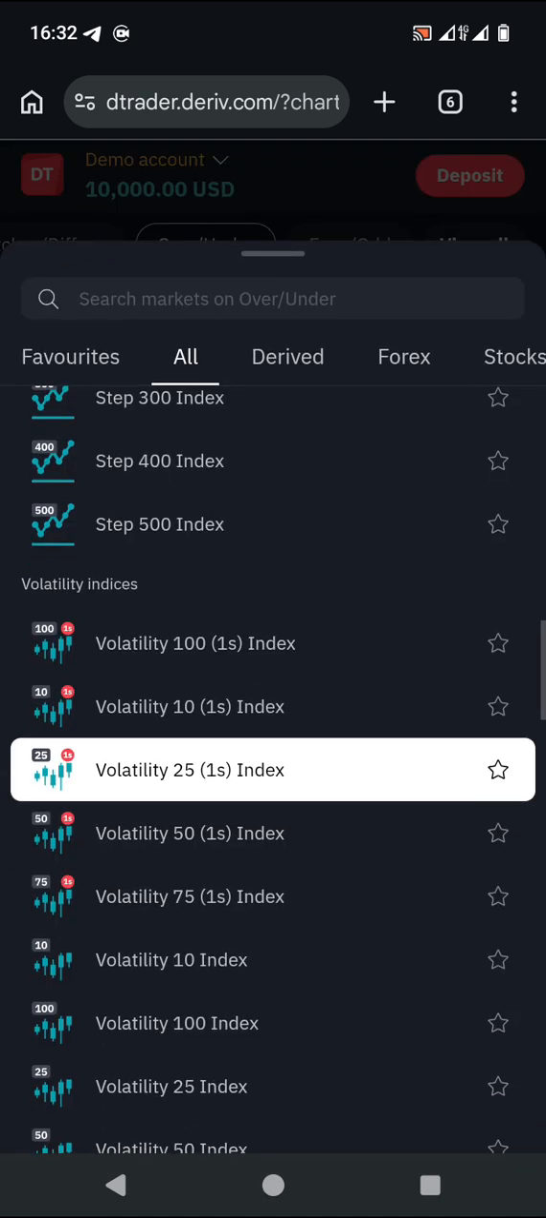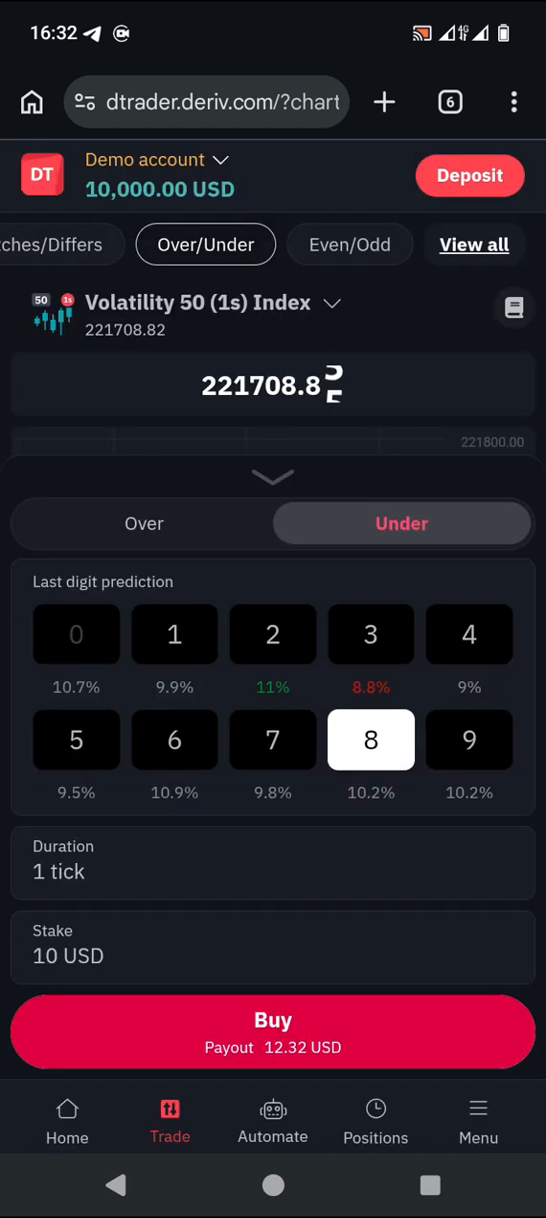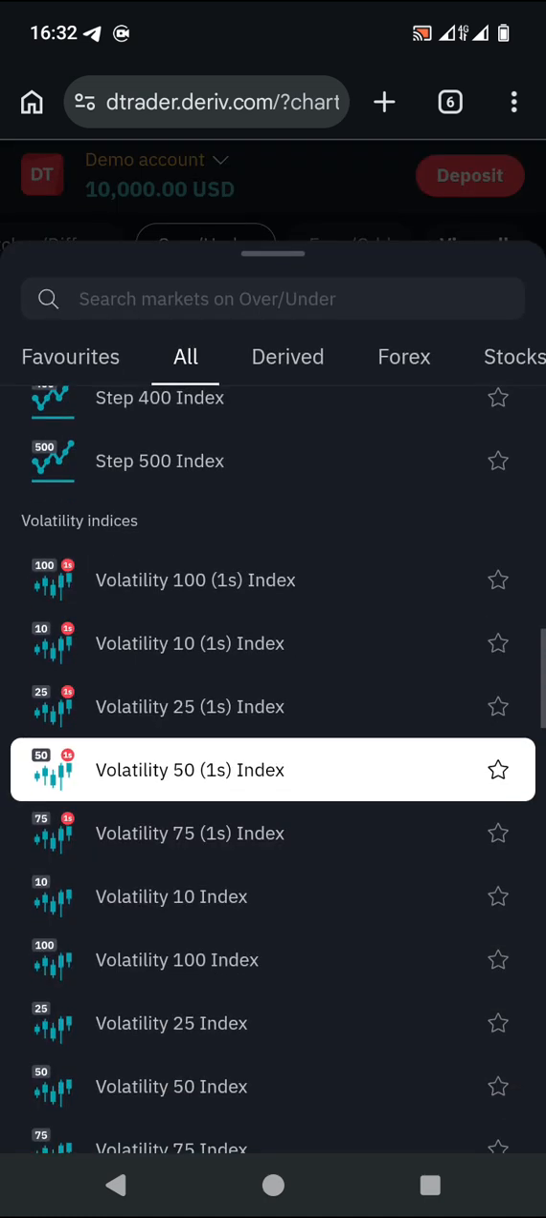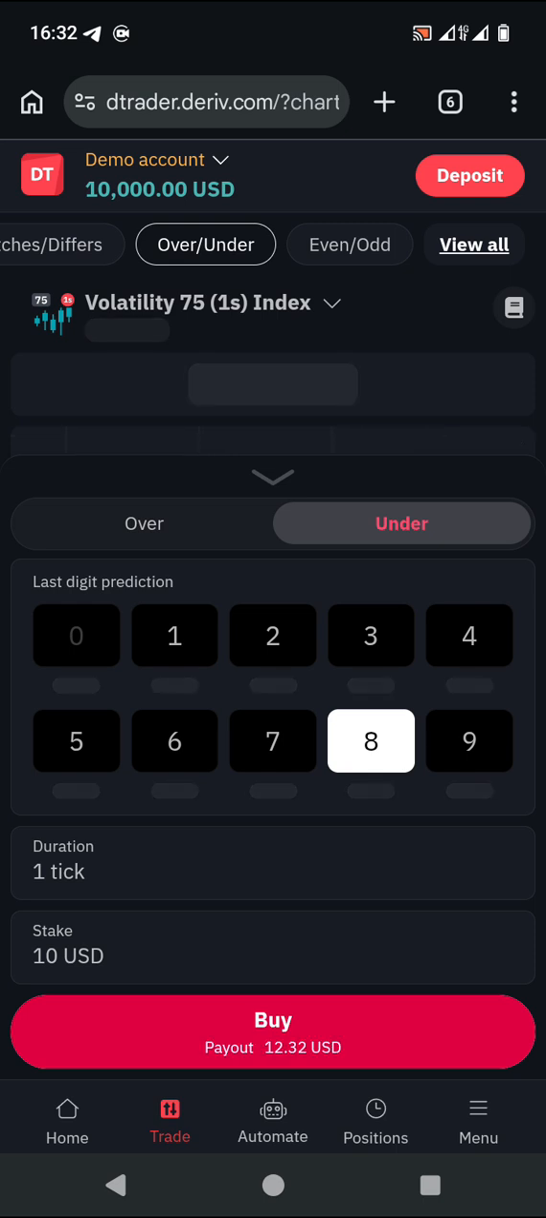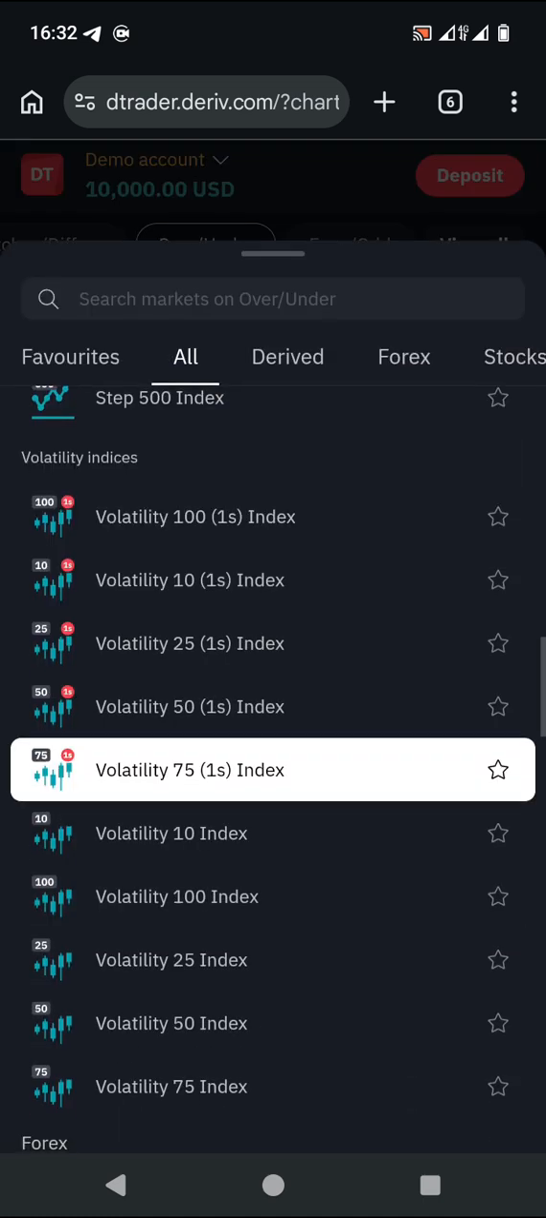So let's look for another one. Let's change to volatility 50 1s. This one has not met our condition again. Let's change to volatility 75 1s index. Now this one has not met our condition yet. Why? Because the red appearing digit is on 8. Okay, now let's change again and see another.